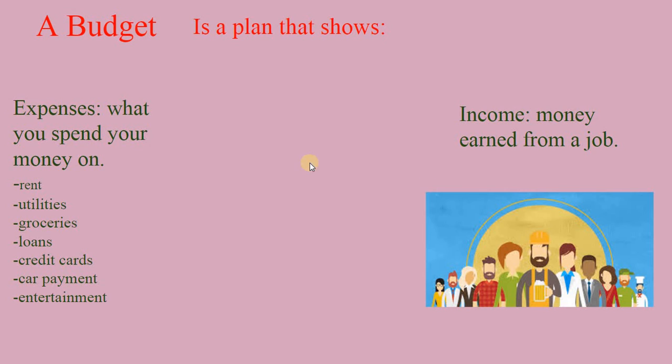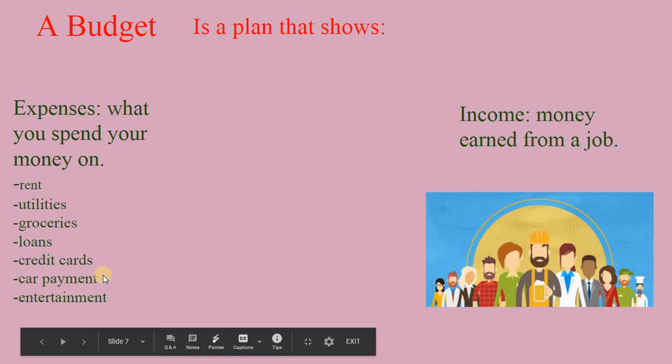So a budget also shows the expenses, what you spend your money on: rent, mortgage, utilities, that's like the light bill, the gas bill, the water bill, groceries, food that you buy, any loans that you have to pay, credit cards that you have to pay, a car payment, money that you set aside for entertainment, for going out on vacations or meals out with the family. And another thing I didn't add here is maybe the cell phone, cable and internet, okay, anything else, and health care.